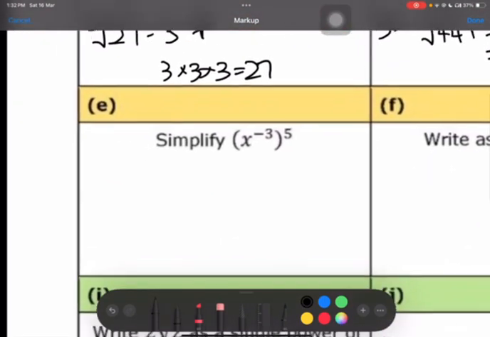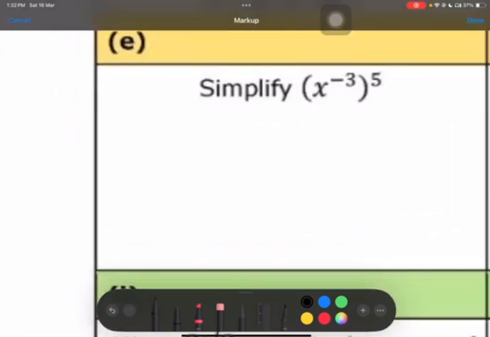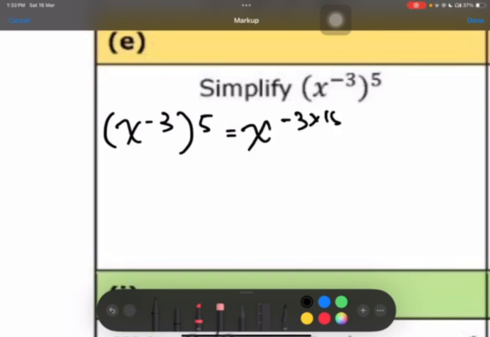Okay, now for question E, simplify x to the power of -3 raised by the power of 5. Okay, we'll write the question again. And if it's in the brackets, you are not going to add them up, although it's still multiplication. You're going to multiply them. So it's going to be something like this. And I'm going to get x to the power of -15. So this is the number.